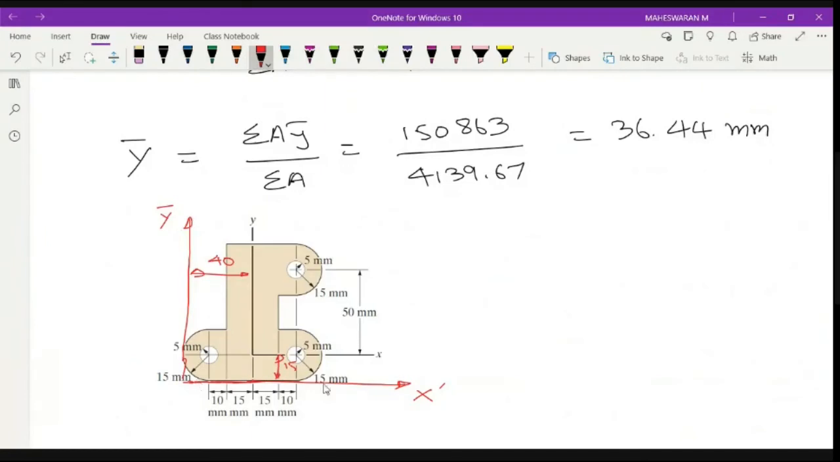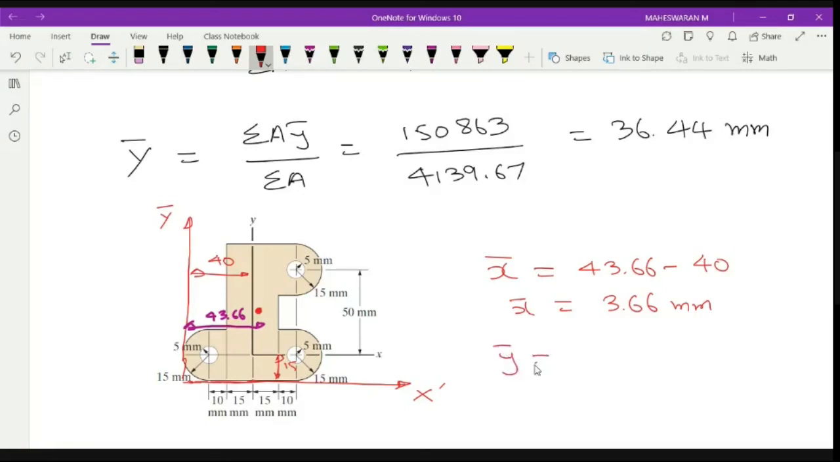Okay, with respect to this axis, we got our x bar and y bar. What is my x bar? It is 43.66, right? So somewhere here, and 36.44, it will be somewhere here in this location. So the real value is 43.66. But the given axis is offset by 40, you can see. So what I do, my real x bar, based on the question, will be 43.66 minus 40. You will get 3.66 mm. That is my x bar based on this axis.